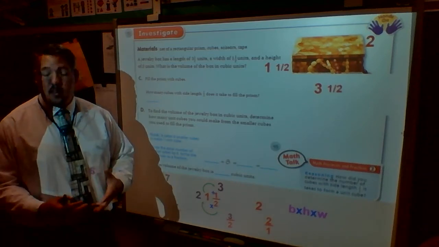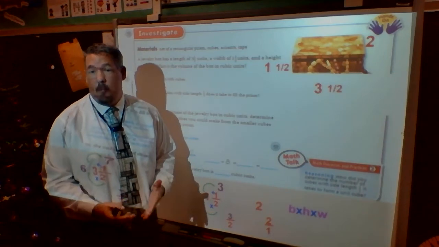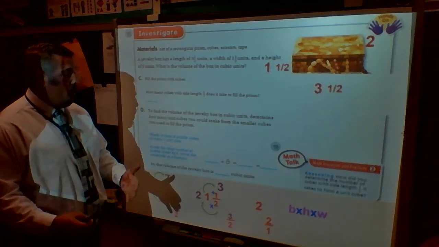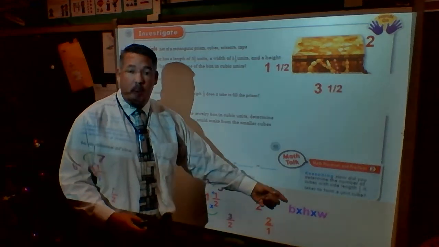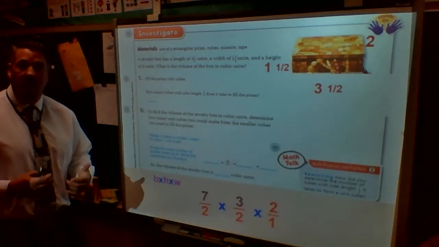When I'm dealing with fractions then, I also have to make my whole number into a fraction by simply putting it over 1. Then I can do my math. What math am I doing? I'm finding my base times my height times my width, so I'm going to multiply the 3 together.